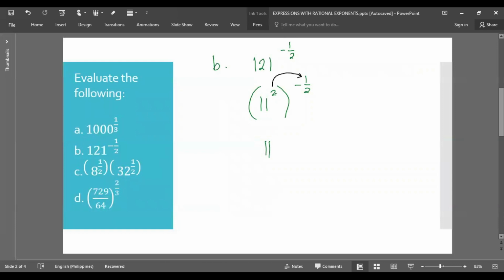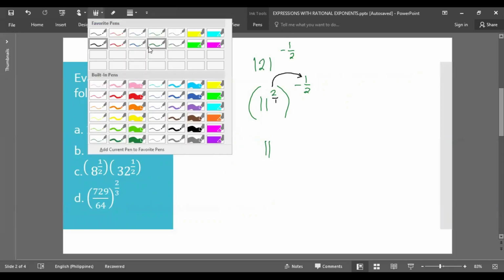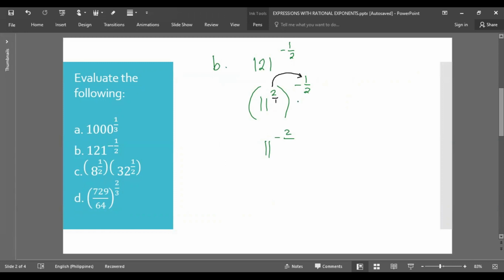Next step is to multiply the exponent of this by the exponent outside the parentheses. Copy the base. Again, the denominator of 2 is 1. Numerator times numerator, 2 times negative 1, we get negative 2, over denominator times denominator, 1 times 2, we get 2. Then simplify the exponent whenever possible. Negative 2 divided by 2, we get negative 1. And if you can still recall, in our previous discussion, I told you that there should not be a negative exponent.